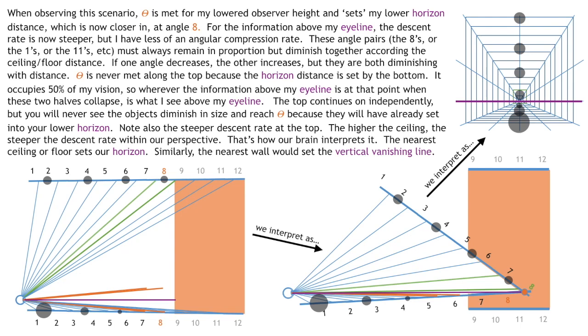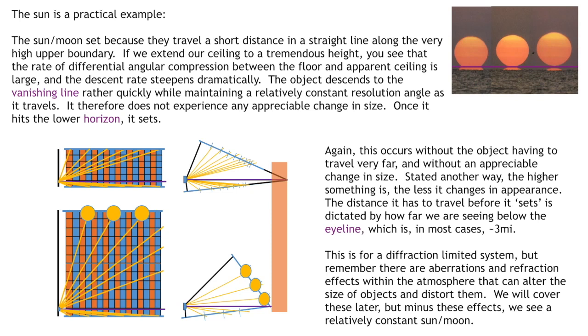You also have the object larger to start out with, but then gets rapidly smaller with distance because of how close in proximity those transversal lines are. And along the top, you have the object start out smaller, but it remains relatively stable because the angular size compression rate is not as great. So the angles remain somewhat large as it descends away from you. And it maintains its relative size for the most part. And at the end, it will eventually set into the horizon.